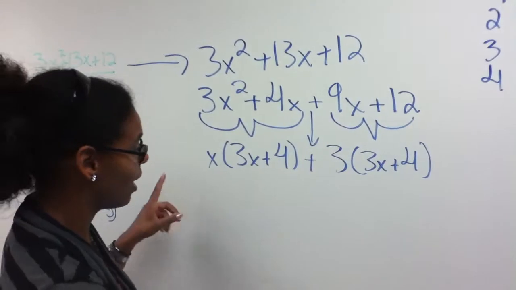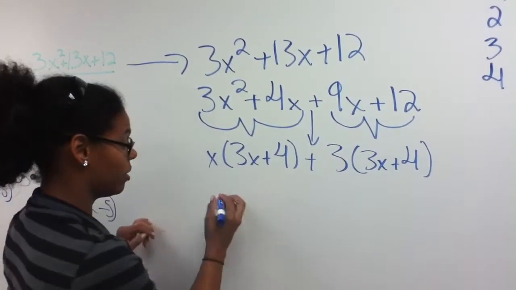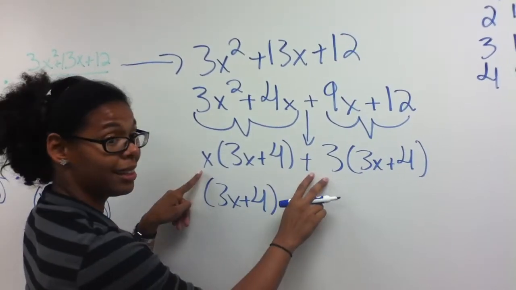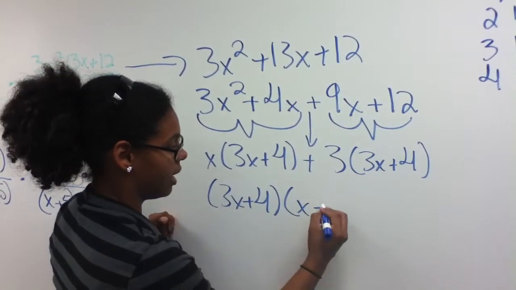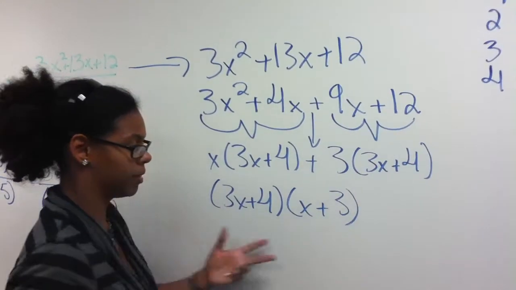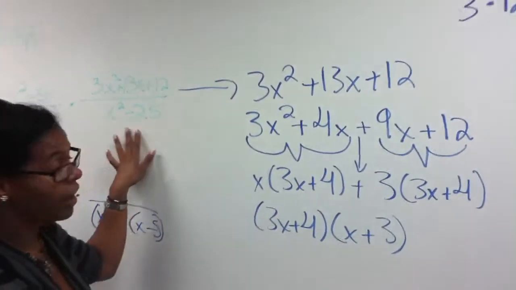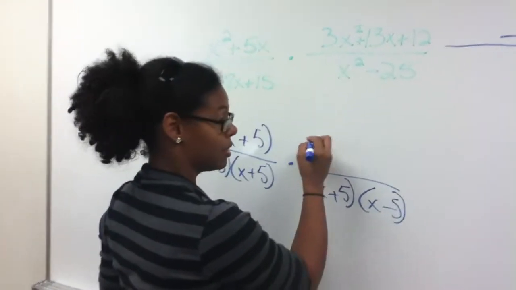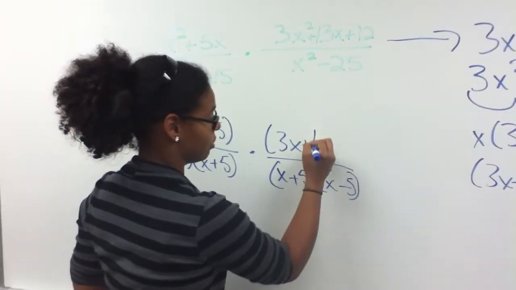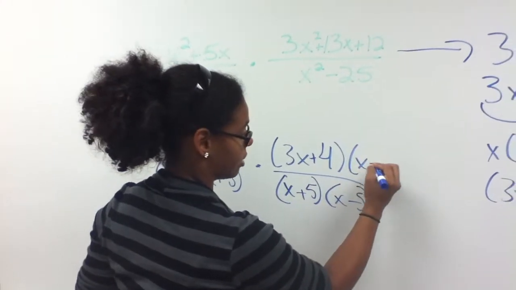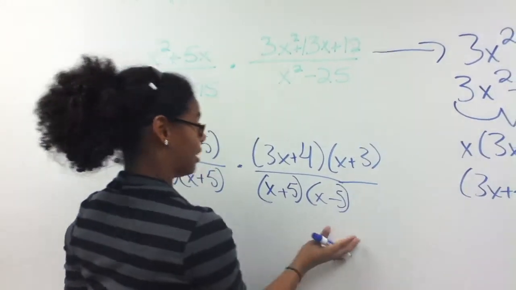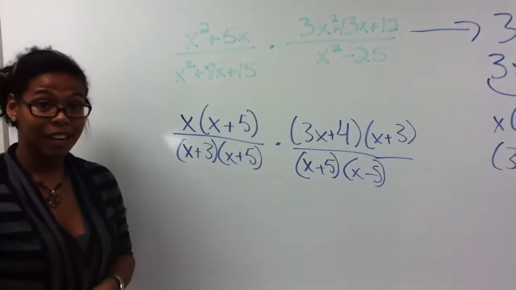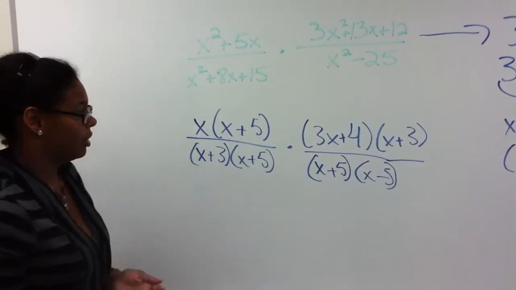Twins. So now what we're going to do is pull one of these out, 3x plus 4, and then we're going to take these two and marry them together, x plus 3. This gives us the factoring for this tough top problem. So now we're just going to put this up here, 3x plus 4, x plus 3, as we revisit our original problem. So now we're going to simplify the problem and make it easier to look at.